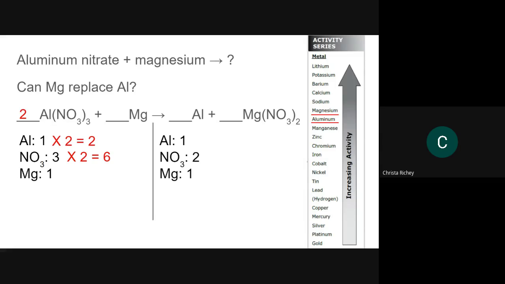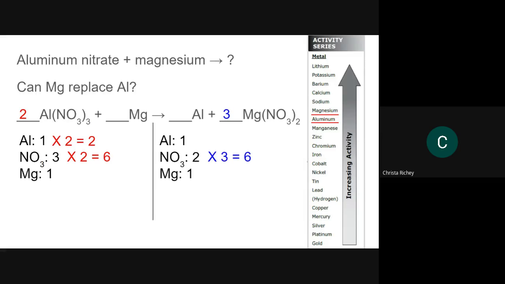I'm going to come back and have to fix that. Before I do that, I need to fix the nitrate on the right to have 6, which says 2 times what is 6? 2x equals 6. What's x? 3. This goes in front of that nitrate compound.